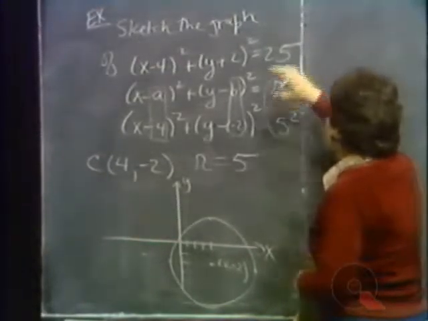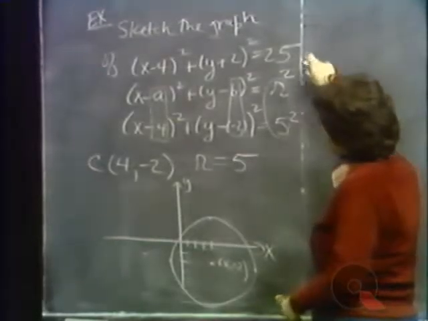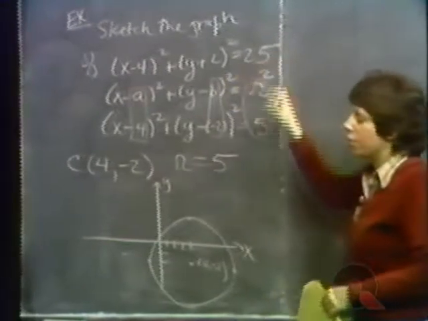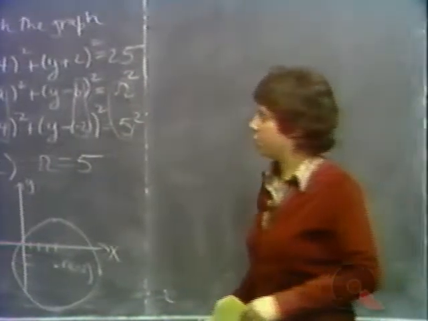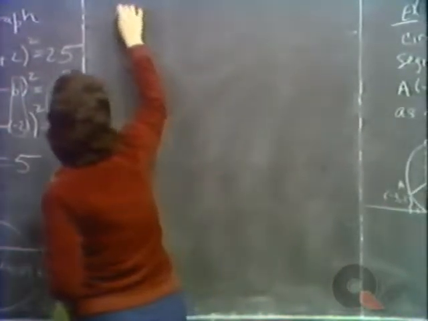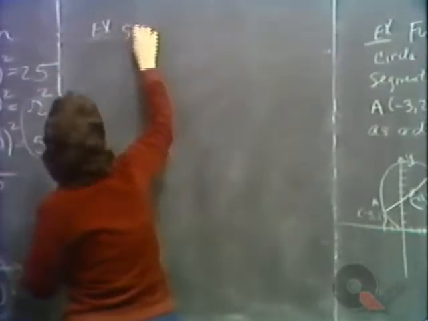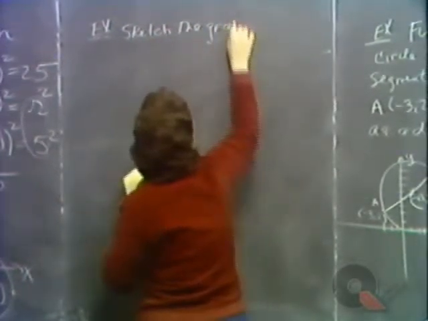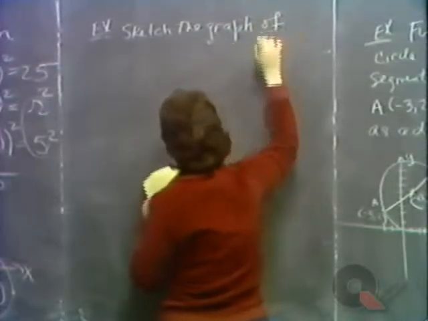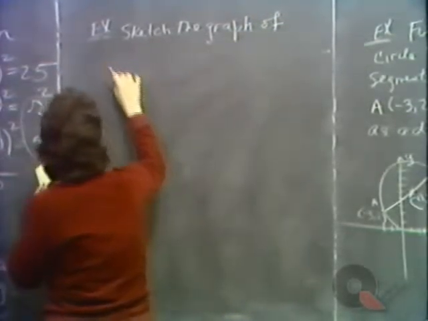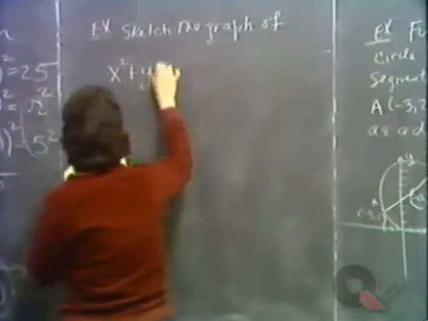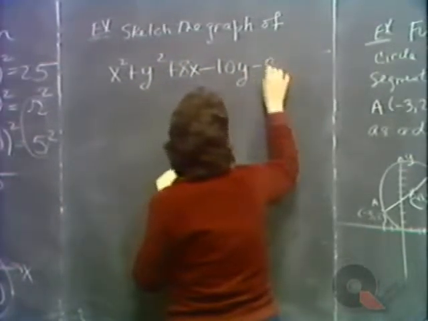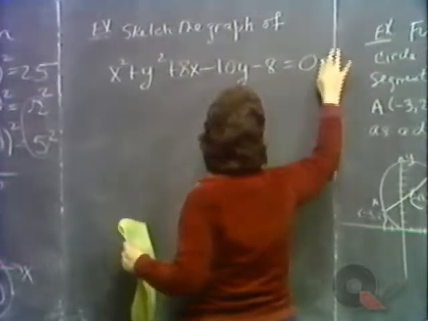Okay, sometimes the problem is slightly more complicated because the circle is given to you not in the center-radius form as it is here, but in the multiplied out, expanded general form. Let's try an example like that. Sketch the graph of the equation x^2 + y^2 + 8x - 10y - 8 = 0.